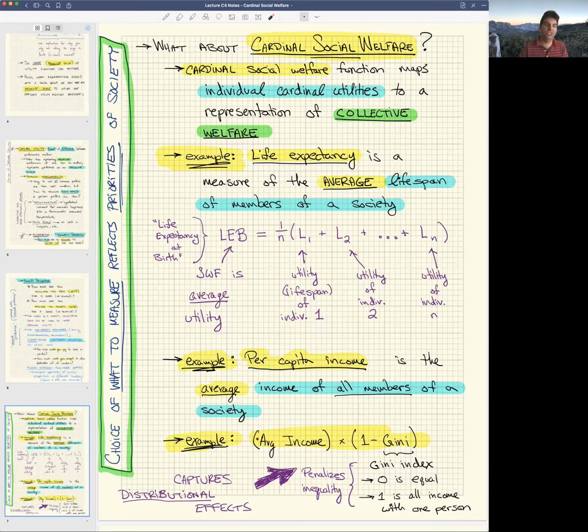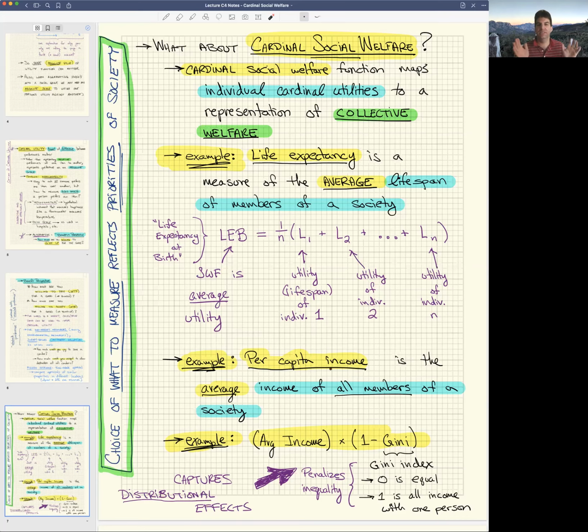So what I'm trying to get at here is your choice of social welfare function reflects the priorities of your society. So if you choose to measure per capita income alone, what you're saying is you do not care about the distributional effects of your policies.